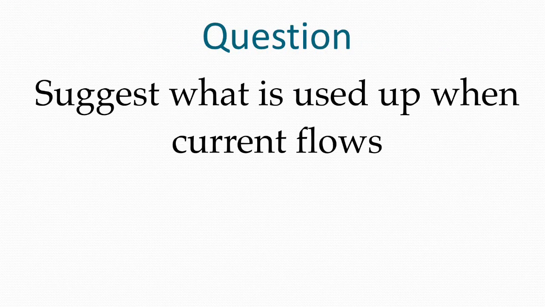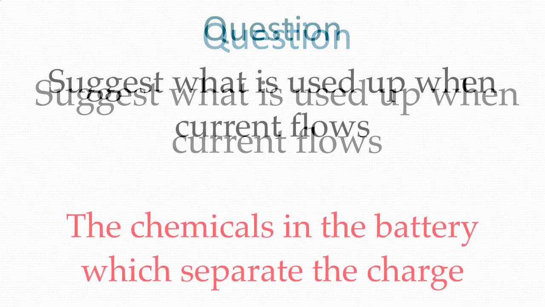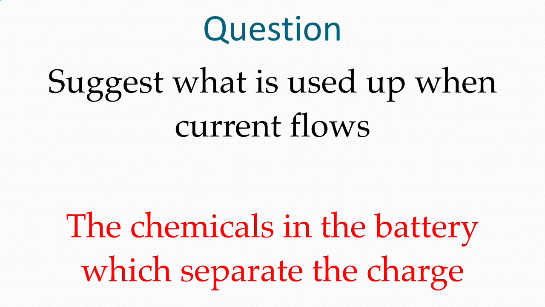What do you think is actually used up in a circuit when current flows? No need to write it down, just pause the video while you think. In the case of a battery, it's the chemicals within the battery that are used up and the energy that they contain.